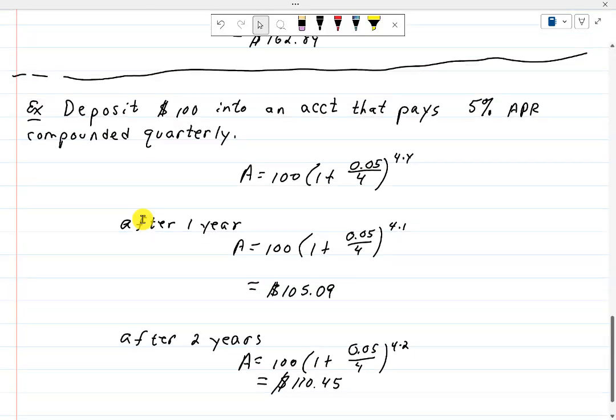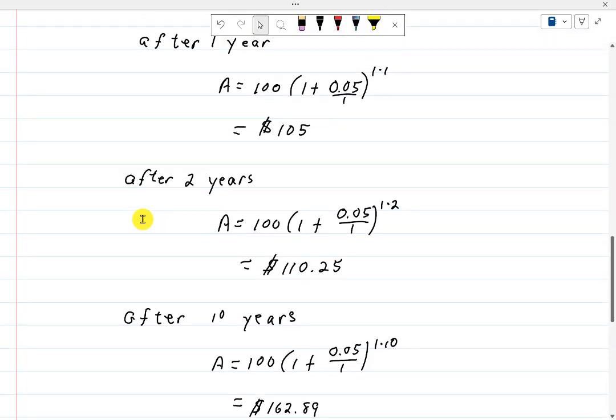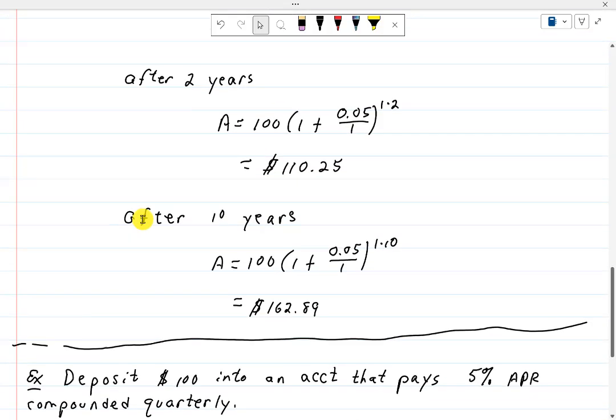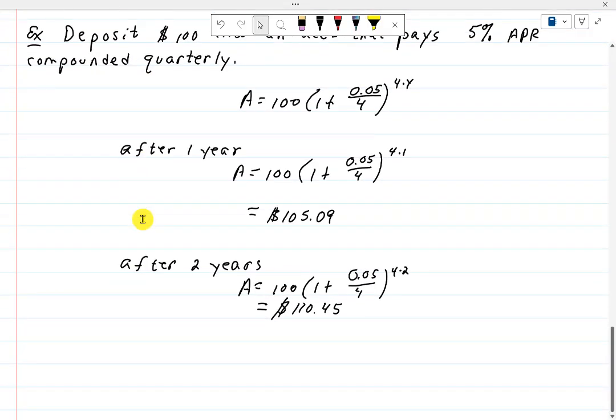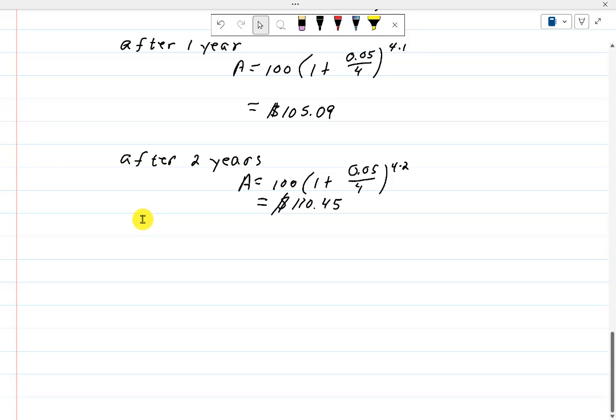Now, if you look back at our previous one, we only did it 1 time a year. After 1 year, we had 105 like the simple interest. After 2 years, we had 110.25. And in this system, we have 110.45. So not only does more time give you more money, but the more often that you compound, the more money you'll have as well. This basically means that compounding 4 times a year means that every 3 months, the account value is recalculated, and that new amount is what interest is figured on.